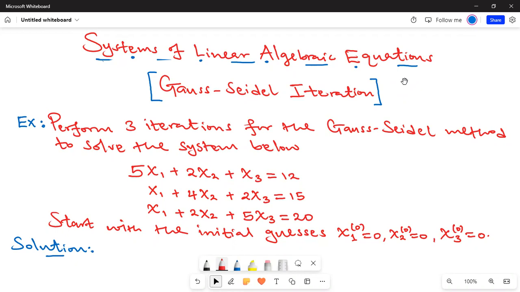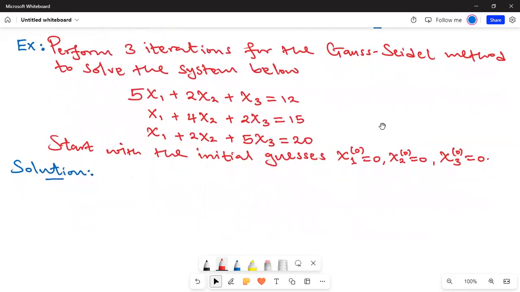Today we are going to look at how to solve systems of linear algebraic equations, and in particular the Gauss-Seidel iteration method. So we have this question. We are asked to perform 3 iterations for the Gauss-Seidel method to solve the system below. The starting initial guesses are that x1 at level 0 is 0, x2 at level 0 is 0, x3 at level 0 is 0. But let's see how to go about this problem.